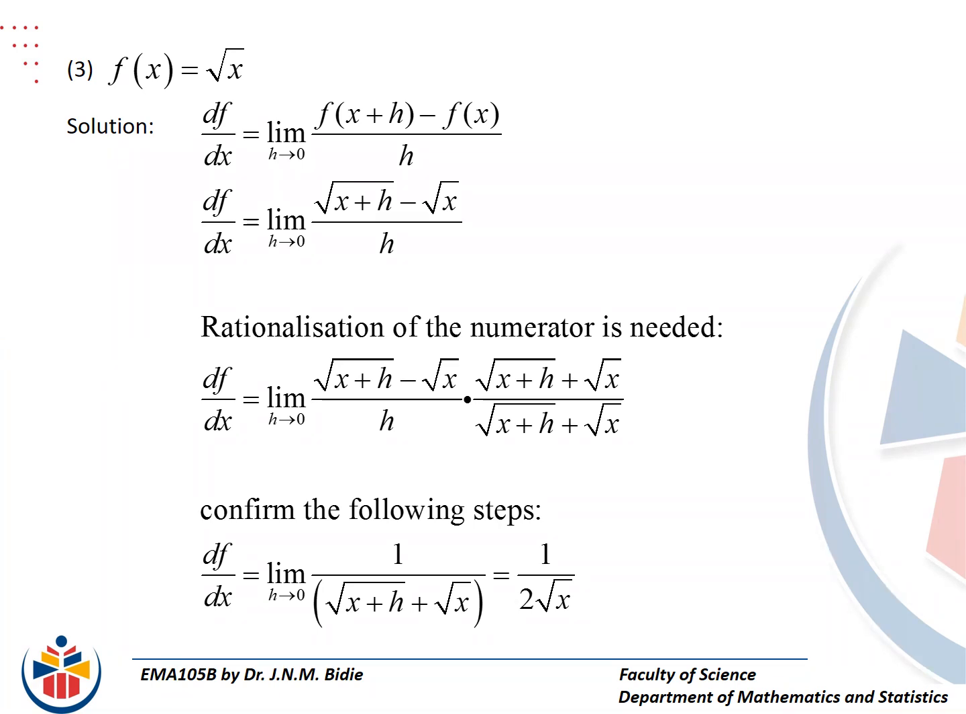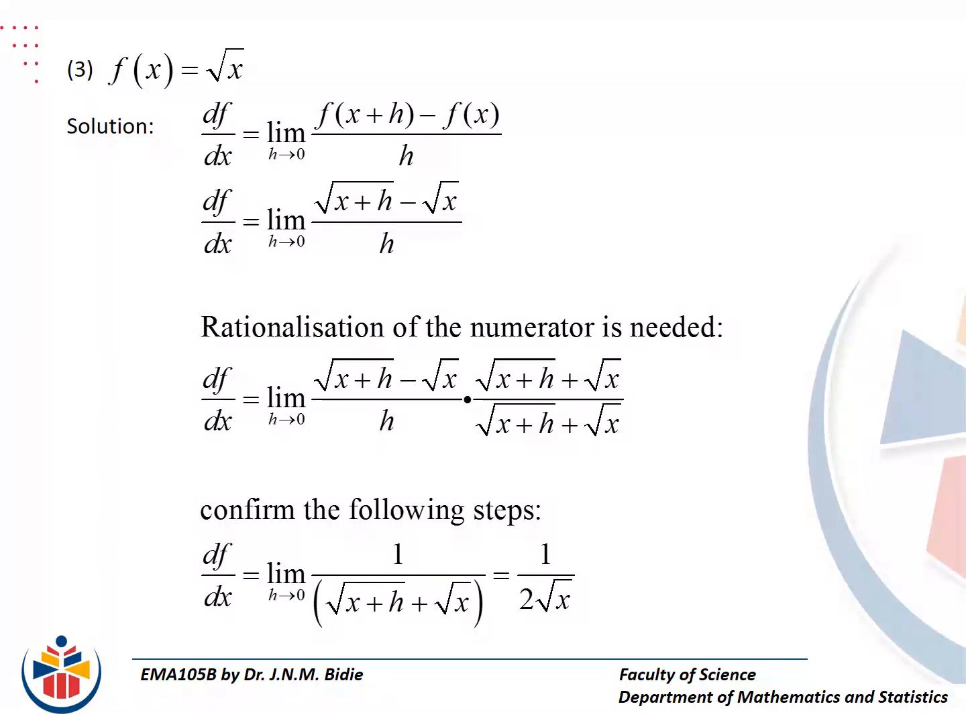Note that even if we try to simplify this expression, it's not possible unless we do rationalization. And again, note we cannot substitute h equal to 0 because we have an h in the denominator. We'll end up dividing by 0. So we need to rationalize the numerator.